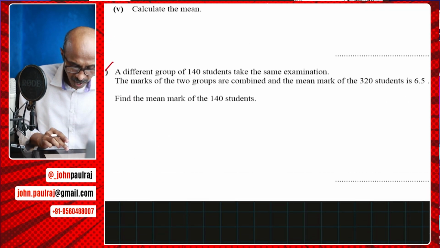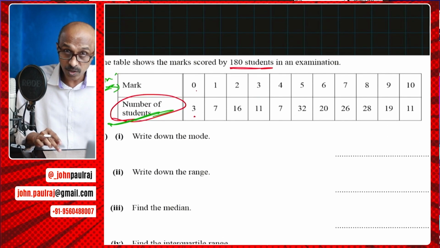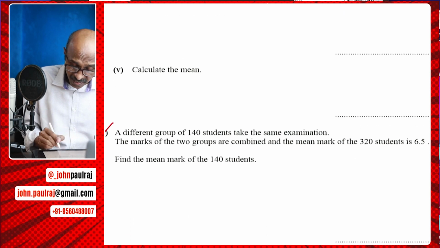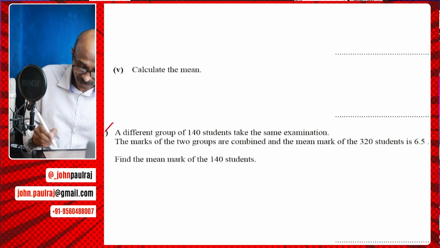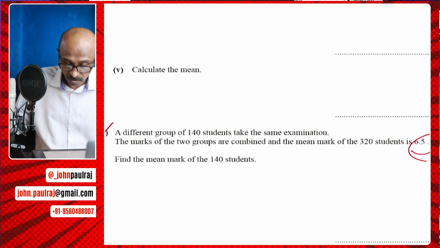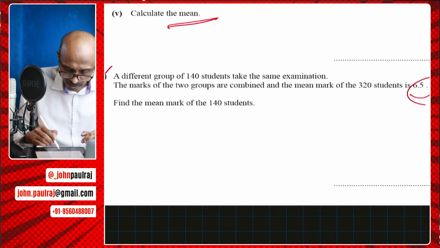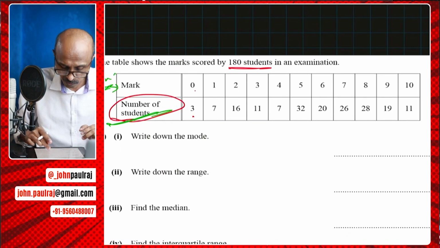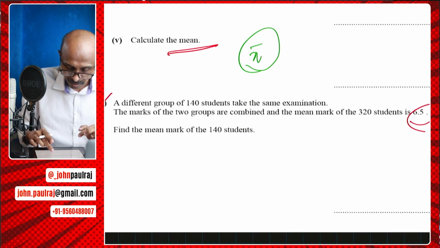And the marks of the two groups, that means this was 180, this is one group, this is another group, 140. Okay, the marks of the two groups are combined and the mean mark of the 320 together is 6.5. Can you see that? So the mean of the two groups is 6.5. They asked the mean of the 140. So what we do is that you already calculated the mean using one variable statistics for this question, right? So let's just call this X bar, okay, green, so that it's known.